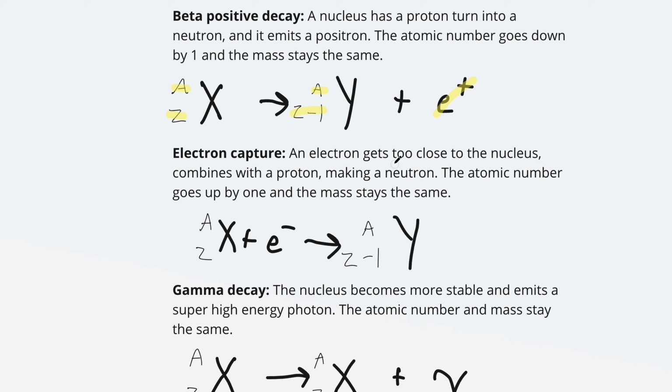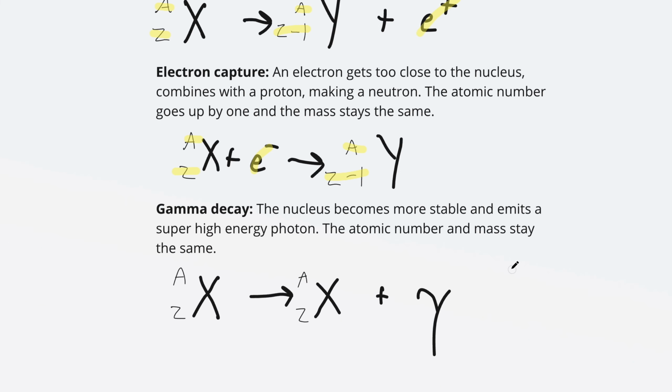For electron capture, you have an electron that gets too close to the nucleus, and then it combines with a proton, and that forms a neutron. So your atomic number goes down by 1 because 1 proton turned into a neutron. The number of neutrons went up by 1 while the number of protons went down by 1, so your atomic mass stays the same because those two offset each other. Just notice that we have an electron on the reactant side of this equation to show that the electron combined with the nucleus of that element X.